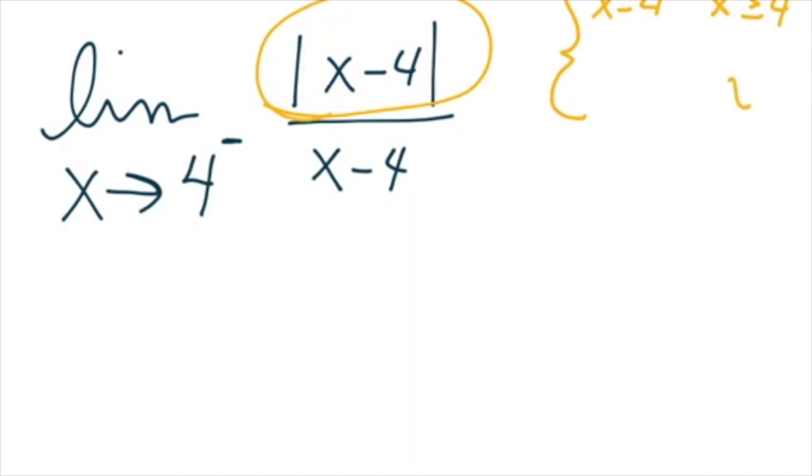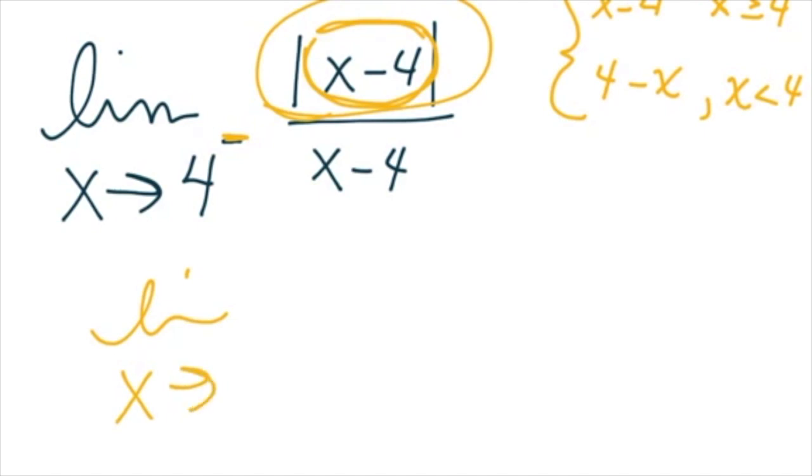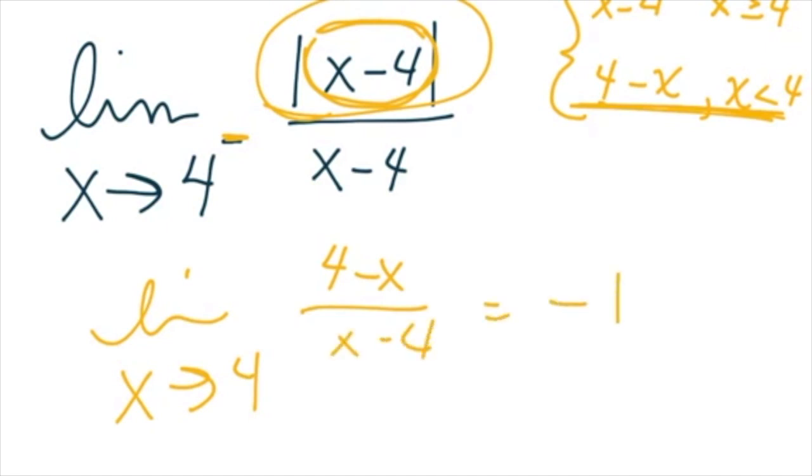However, if x is less than 4, that means I would have to plug the number in to x minus 4 and take its opposite. So what's coming out of there is actually 4 minus x. So if I'm coming to 4 from the left-hand side, I'm actually going to 4 from that piece. So it's 4 minus x over x minus 4, which of course is negative 1. So the limit is going to be negative 1.